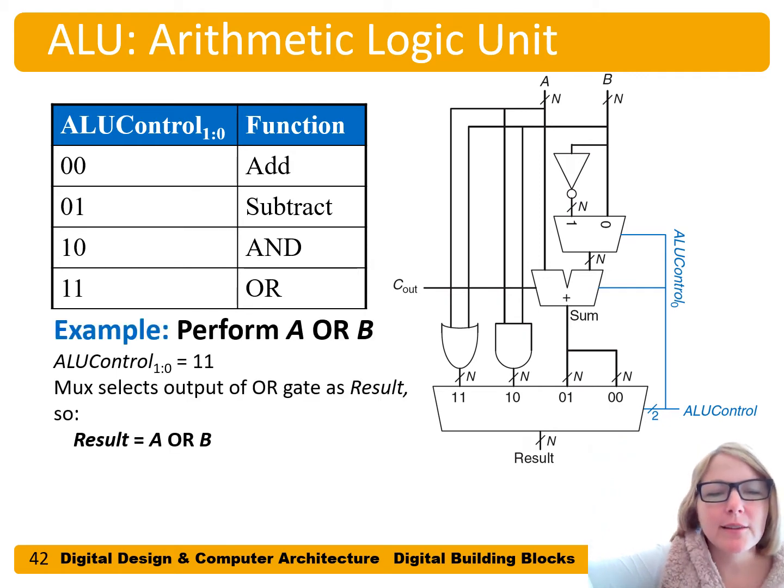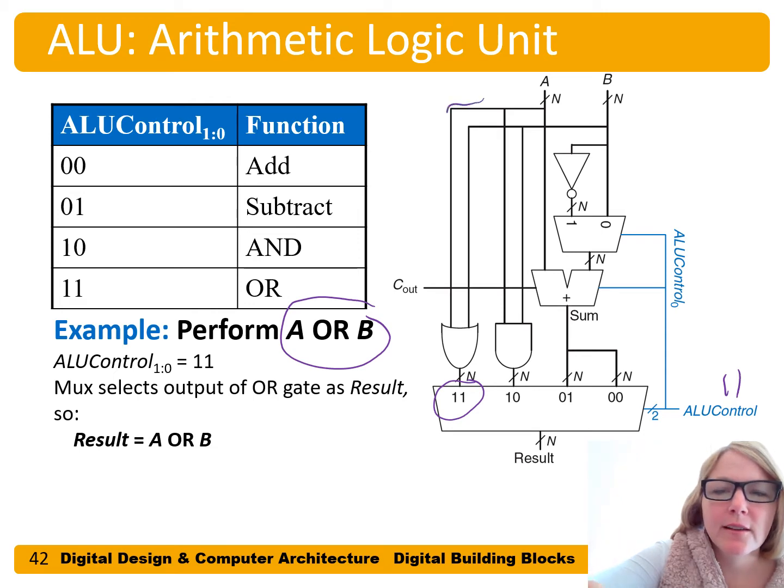Okay, so let's do our other example we had before. We want to perform A or B. We feed in 1, 1 into our ALU control. That's going to select, on the multiplexer, the OR operation of A or B, and then feed that out to the result.